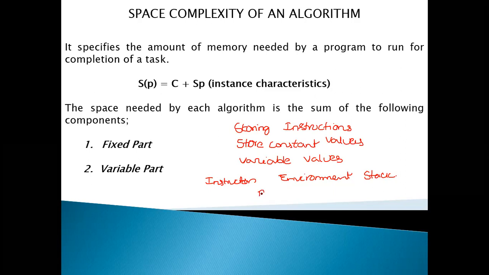The third one is data space. Data space is the memory required to store constant values as well as variable values. These are the three different types of spaces. Instruction space is used to store instructions. Environment stack is used to store temporary values. Data space is used to store variable values and constant values.